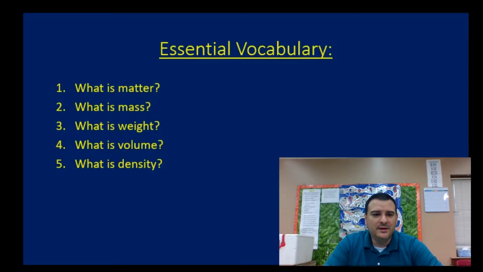We're going to talk about what is matter, and then we'll move into the measurements of mass. And then something closely related to that is weight, and I think weight will help us actually define more about what mass is. Volume is next. I think that's probably the easiest of them. And then density, which I think is probably the hardest of them. So, let's get started. Number one, what is matter?